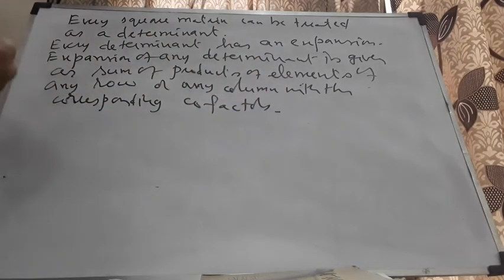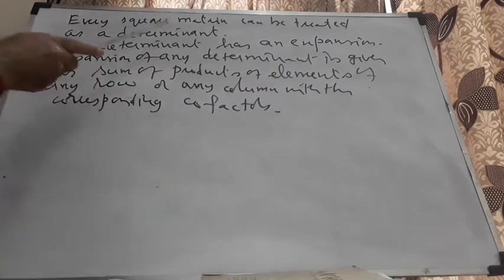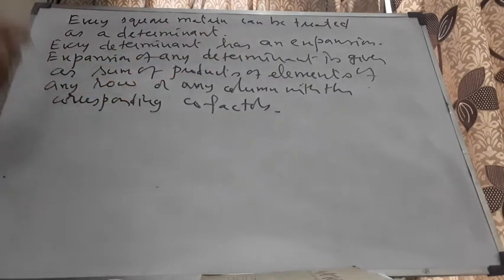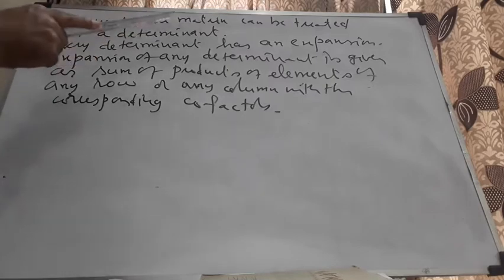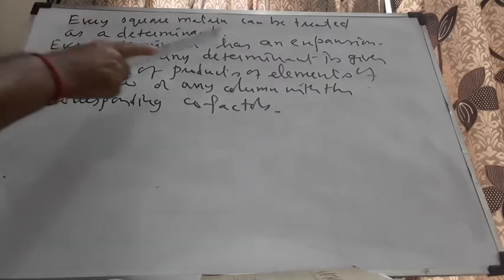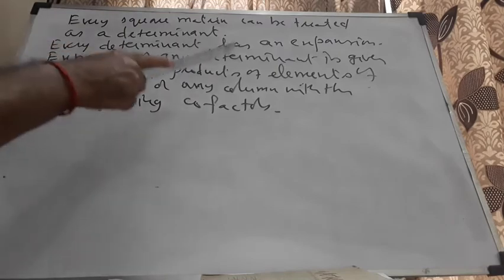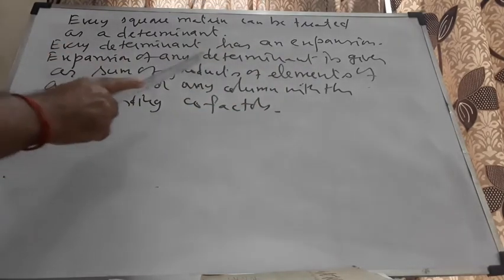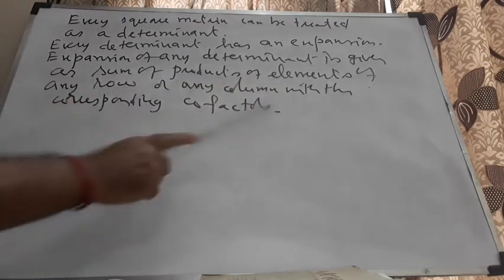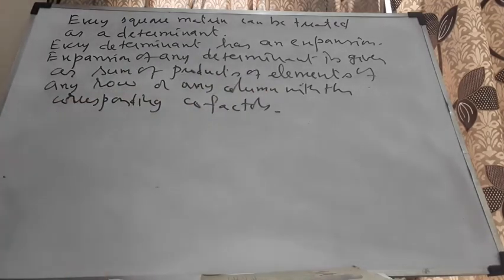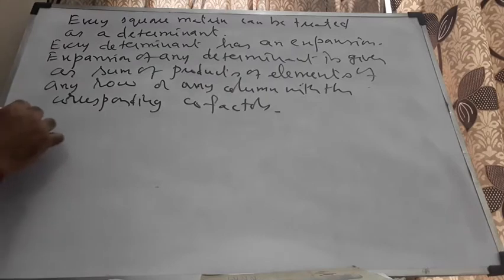Let me just tell you once again. Every square matrix can be treated as a determinant. If I think about any square matrix, it can be treated as a determinant. No rectangular matrix will be treated as a determinant. Only square matrices can be treated as a determinant. Every determinant has an expansion. How to think of the expansion? Expansion of any determinant is given as the sum of products of elements of any row or any column with the corresponding cofactors. Let me take an example.